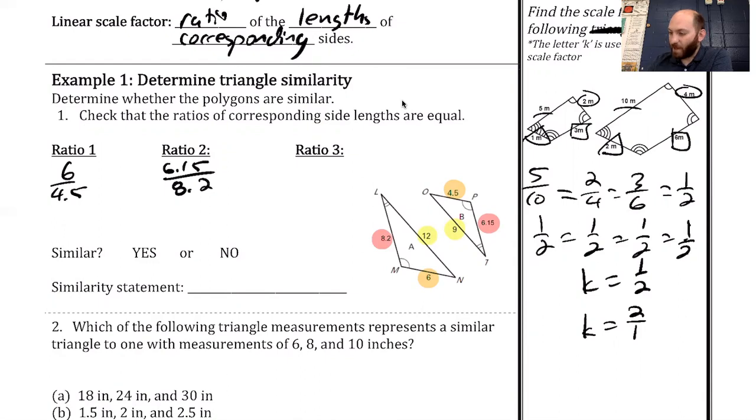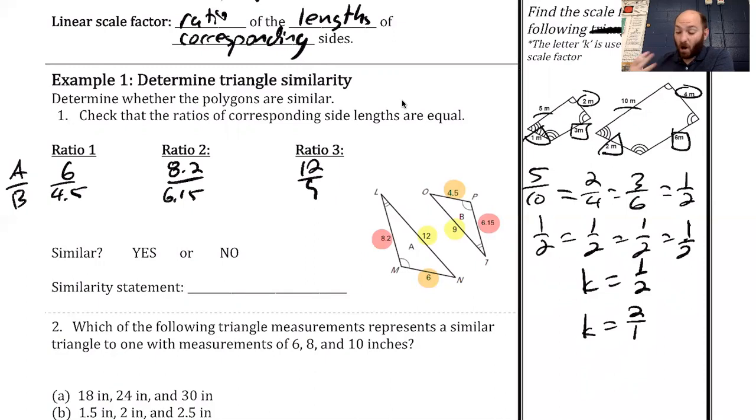Nope, I had that flipped. Should be, I went A to B. So that's one thing to be careful of too. Be consistent. So I'm going to do these all as A over B. Where was I? 8.2 over 6.15. Okay, and the last ratio is 12 and 9.